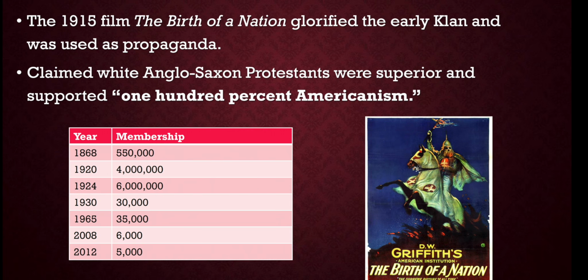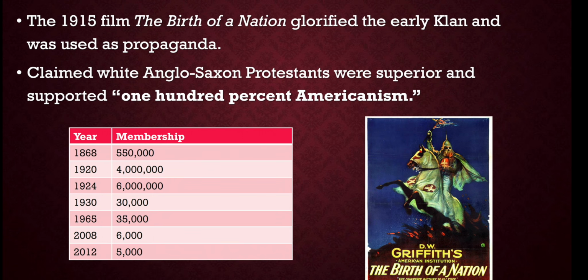In 1868, when the Klan is established, it has about 550,000 members. By 1920, that number's up to 4 million. It had actually been dying out before the 1920s, but you don't really see that in these numbers. But in 1920, it jumped up to 4 million. 1924, up to 6 million, which is the largest the Klan ever reached. And by 1930, though, it was down to 30,000. That's not a typo. It dropped down to 30,000.